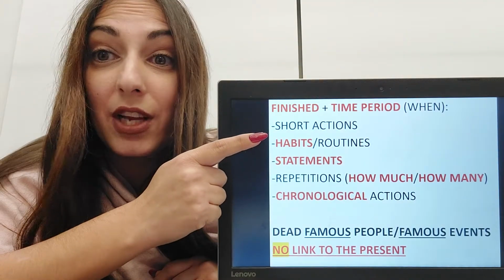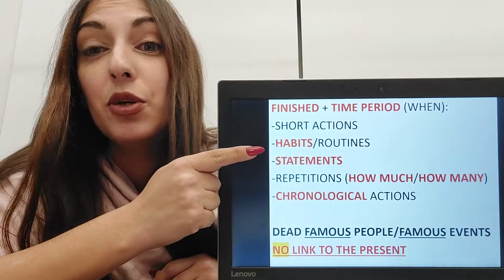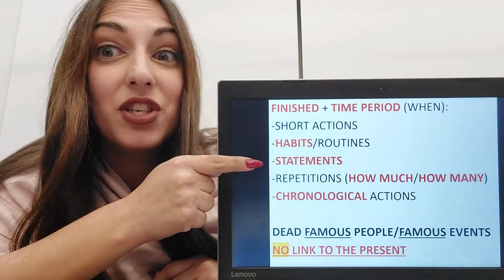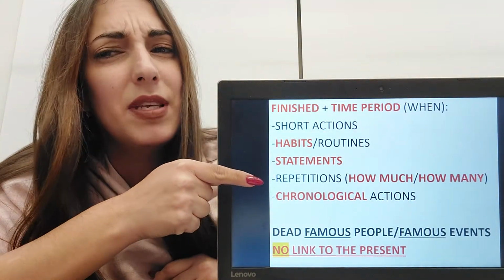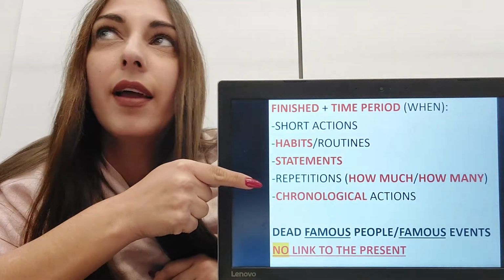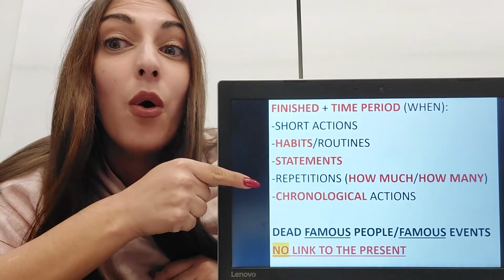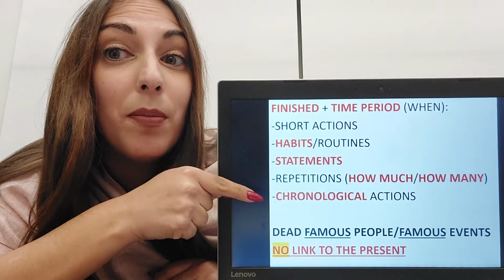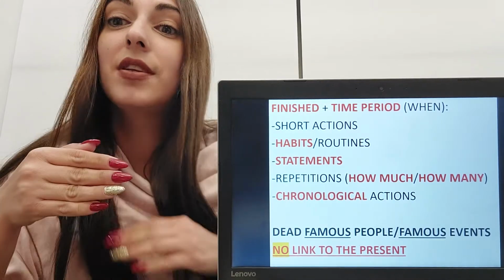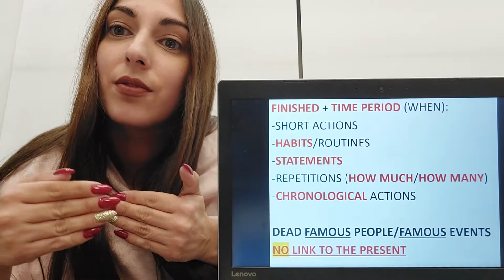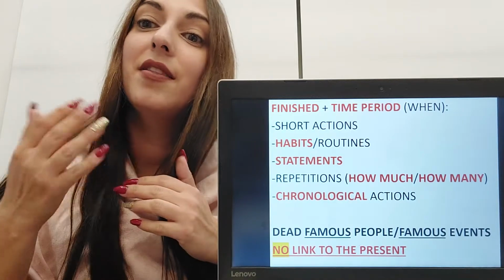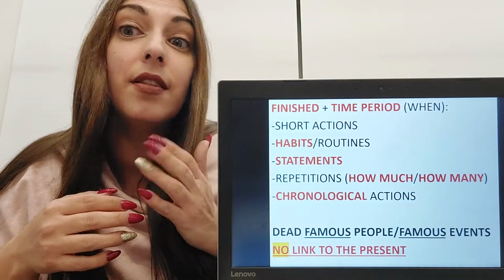So it could be a short action, it could be a habit or routine, it could be a finished statement, it could be some kind of repetition in the past, like how much or how many of something you have done. Or it could be chronological past actions, actions that happened in sequence. So first I did this, then I did that, then I did that, then I did that.